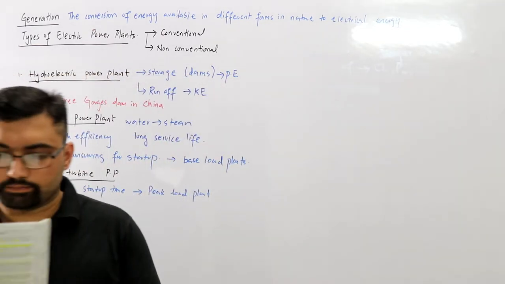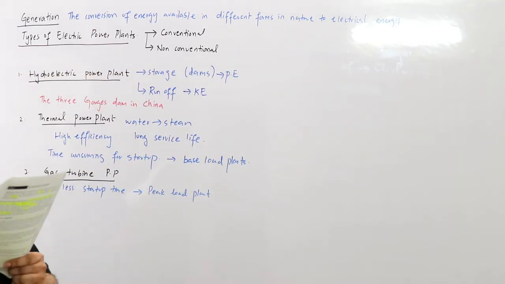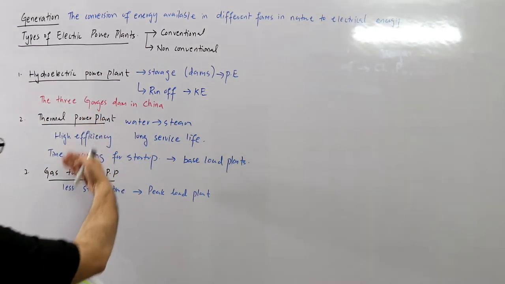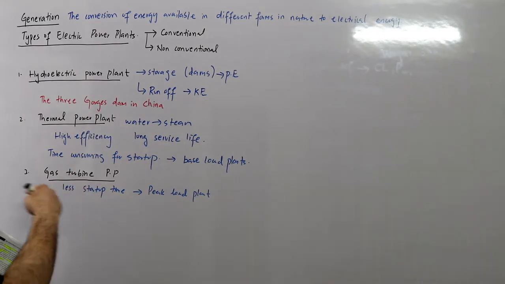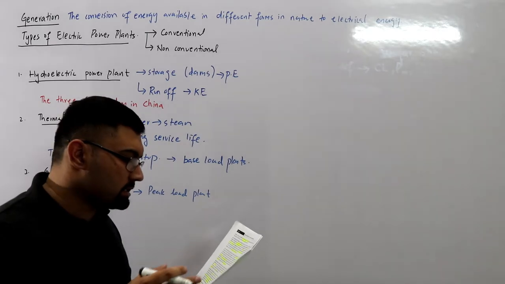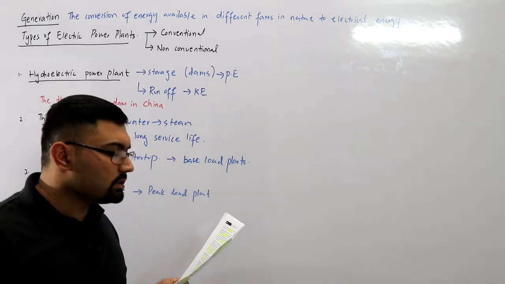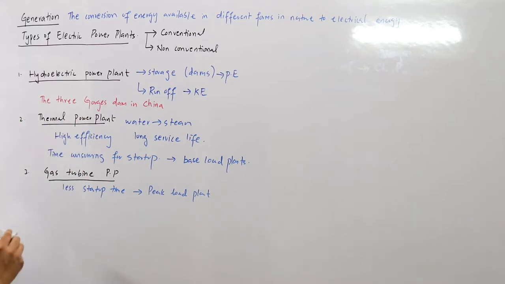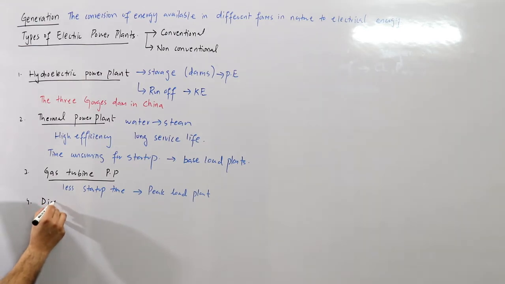They are sometimes operated in conventional thermal power plants in a combined cycle. These two are mostly combined together, and the phenomenon is explained over here. So they have more efficiency and the operating cost reduces. Number four would be a diesel power plant.